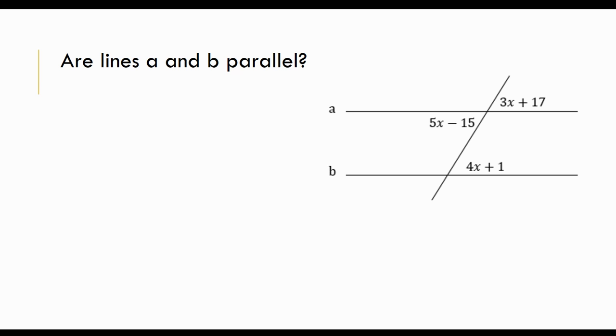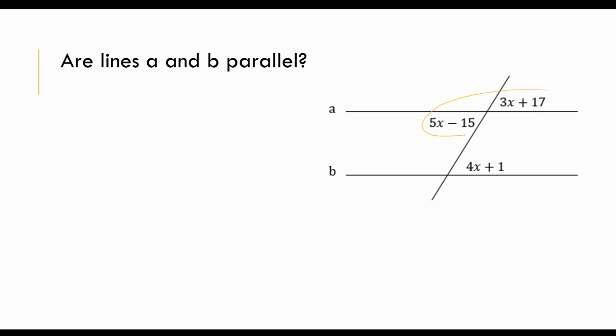So in this problem, asking are the lines A and B parallel, we need to look to see what kind of equation I can set up to solve for x. Well, that will then allow me to determine whether or not I have congruent or supplementary angles. Now remember, we cannot assume that certain angles are congruent or supplementary. So in this picture, even though 5x minus 15 and 4x plus 1 are alternate interior, because I don't know that the lines are parallel, I cannot assume that they're congruent.